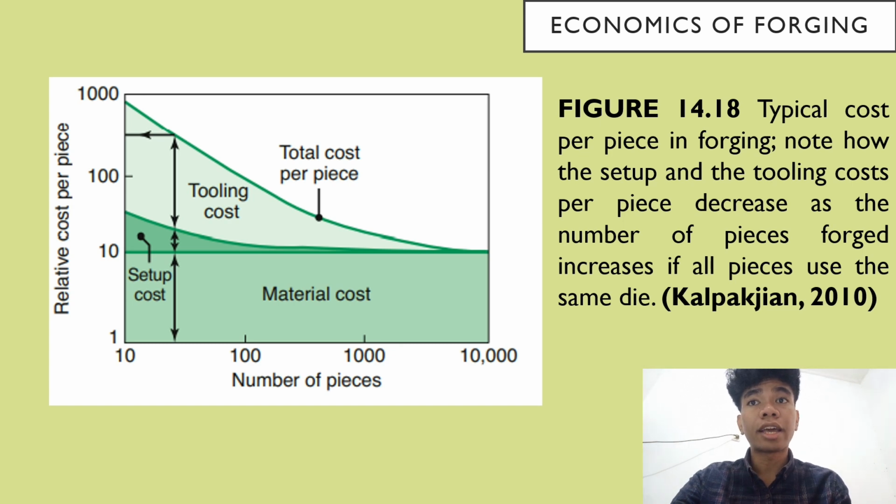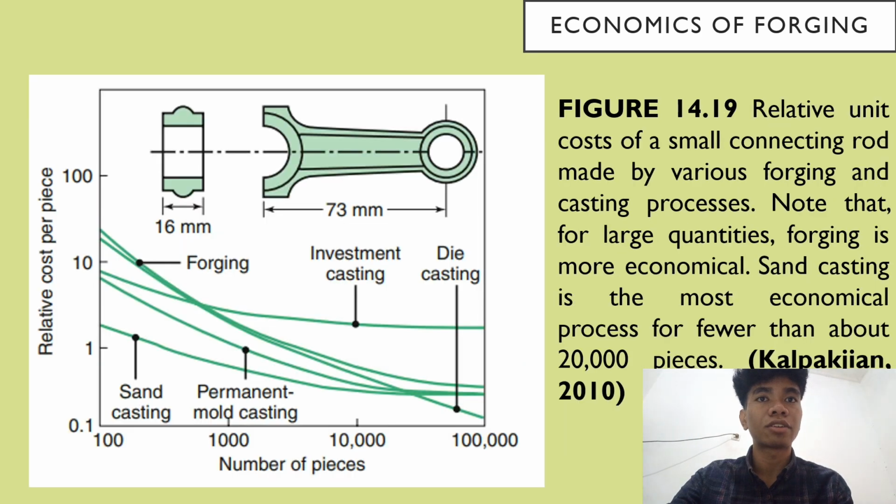Next is the economics of forging. This covers Figure 14.18 and Figure 14.19, but first we talk about Figure 14.18. The typical cost per piece in forging includes the setup and tooling cost, and the cost per piece decreases as the number of pieces forged increases if all pieces use the same die.